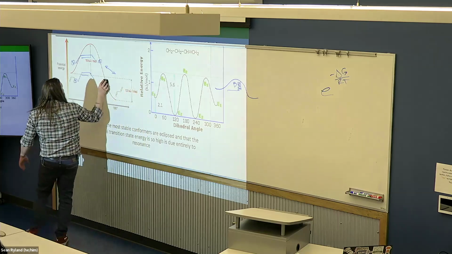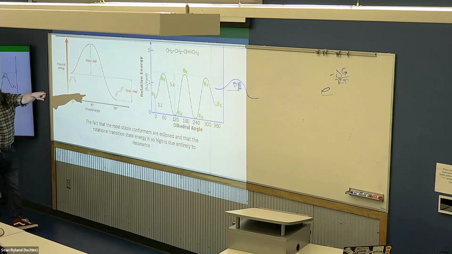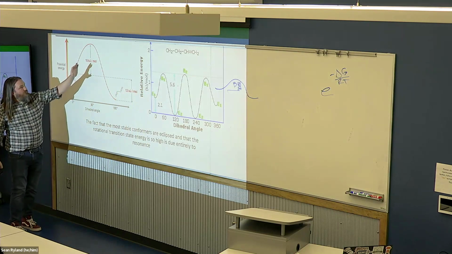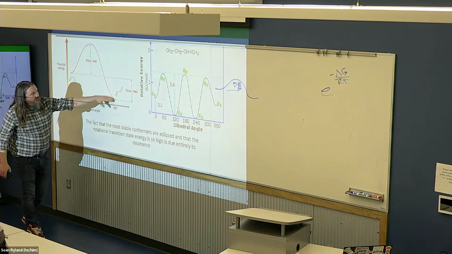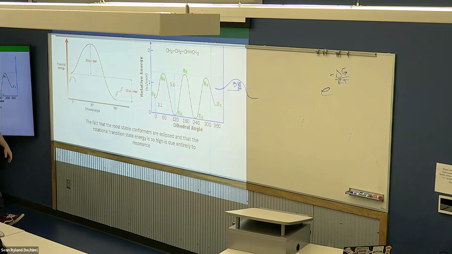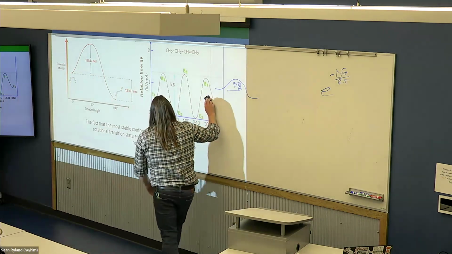That actually, it's 12 kilojoules per mole difference. So I actually was pretty close to being to scale. 15 kilojoules per mole to break that barrier. We gain 12 kilojoules per mole by not having those two methyls eclipsed.